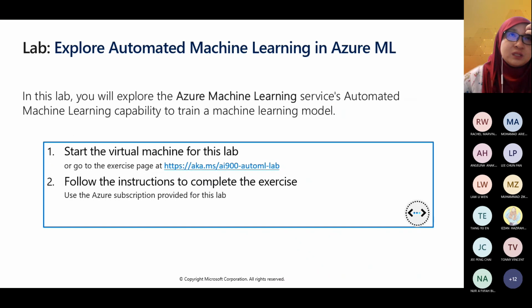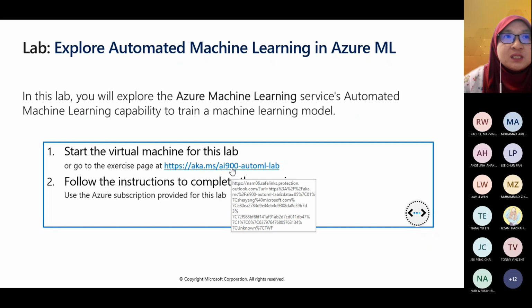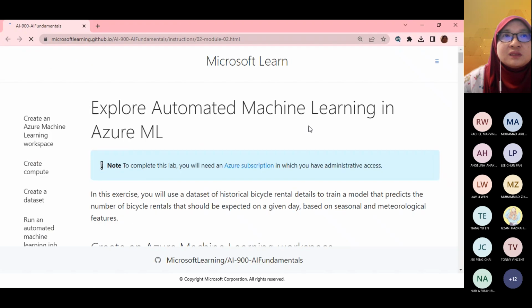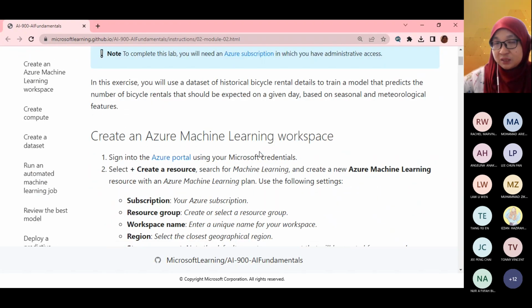Then you need to explore the automated machine learning in Azure ML. In this lab, you will explore the Azure machine learning service's automated machine learning ability, which is to train your machine learning. So you have to create your own machine learning lab based on your data. Start the virtual machine for this lab. You can go through these exercises kat sini. Follow the instructions to complete lah. Okay, you click at this. Sama juga dalam link dalam ni. Kalau nak senang, semua ada kat sini lah.